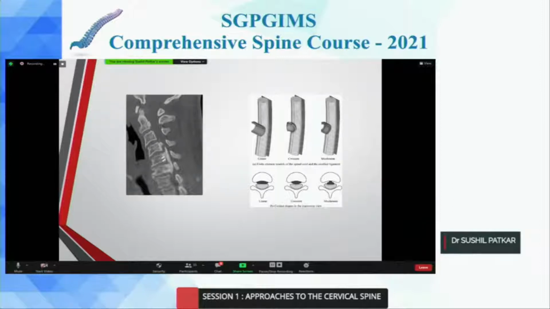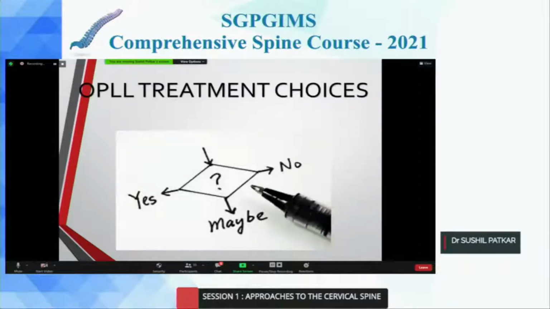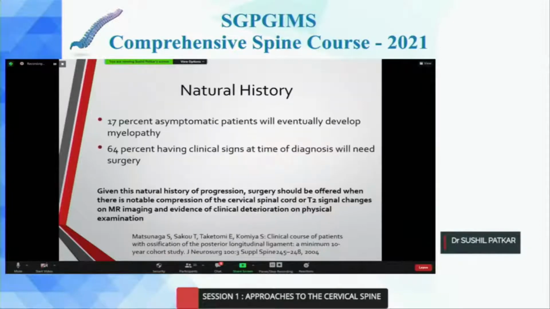Now, what kind of operation can be done and when is the operation required? We must understand the natural history before advising surgery. 17% of asymptomatic patients will eventually develop myelopathy, and 64% having clinical signs at the time of diagnosis will require surgery. The excellent work of Matsunaga has given us that if there is a signal change in the cord, then maybe it is wiser to advise surgery rather than to wait for neurological deterioration.